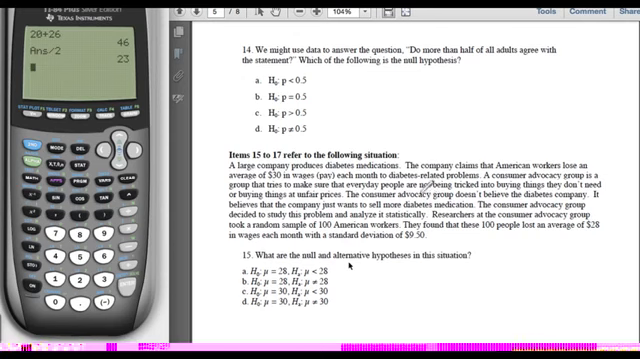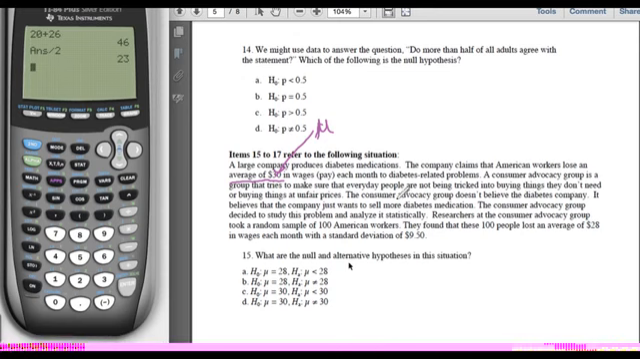15, 16, and 17 are going to come from this situation. It says a large company produces diabetes medications. The company claims that American workers lose an average of $30 in wages or pay each month. Now this isn't from a sample. This average is from all Americans, so this is my mu. It's an assertion about the population. It's a population mean. A consumer advocacy group is a group that tries to make sure that everyday people aren't being ripped off, they're not being tricked into buying things they don't need.